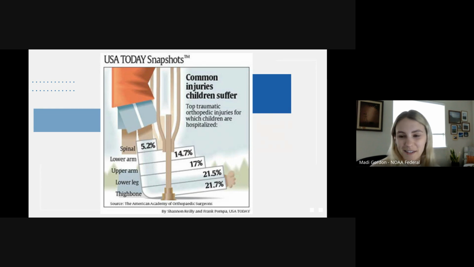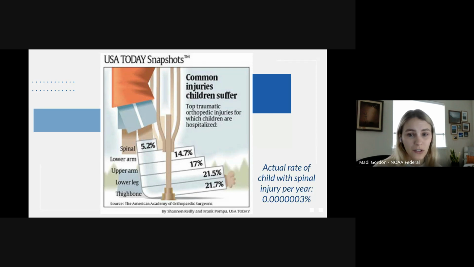And realizing that the subheader here says "top traumatic orthopedic injuries for which children are hospitalized." So this is where the presentation of information can be somewhat misleading, and our system 1 can be trained to almost make the incorrect decision even with the information in front of us. So if you're curious, the actual rate of a child with spinal injury per year is that small. So definitely a misleading way of presenting that information.